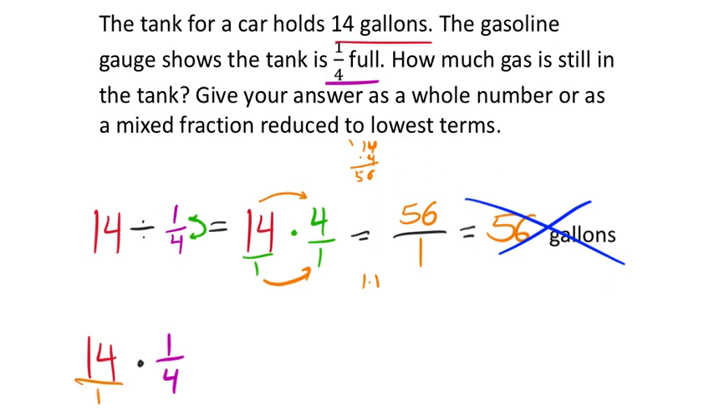So I'm going to try the other operation. I'm going to try multiplication here. I'm going to make that 14/1. And let's do this. Well, we don't have to do the same multiplication because in the numerator, 14 times 1 is, well, 14. In the denominator, 1 times 4 is just 4.